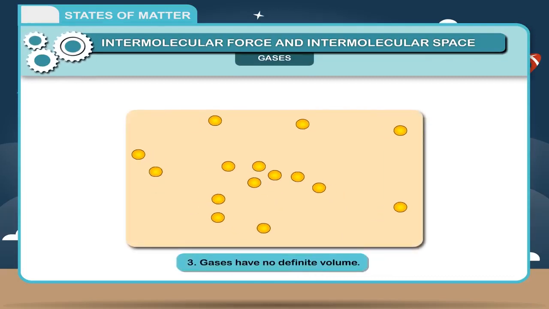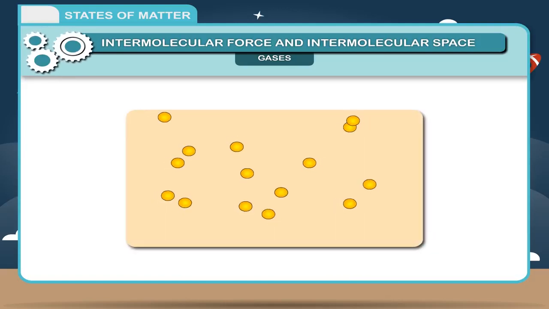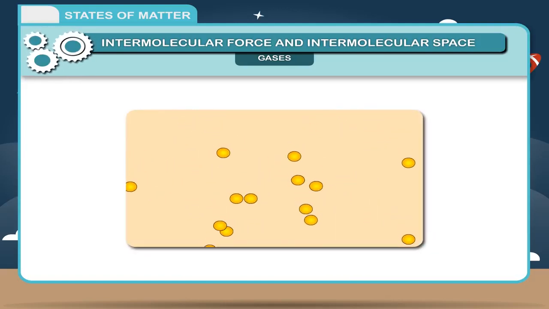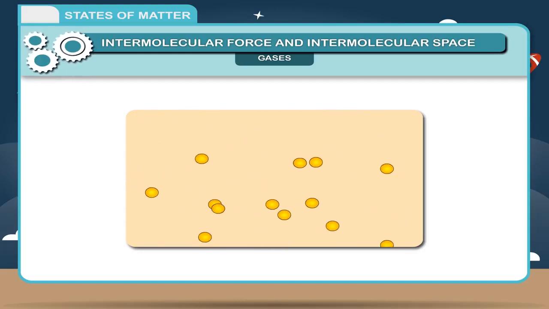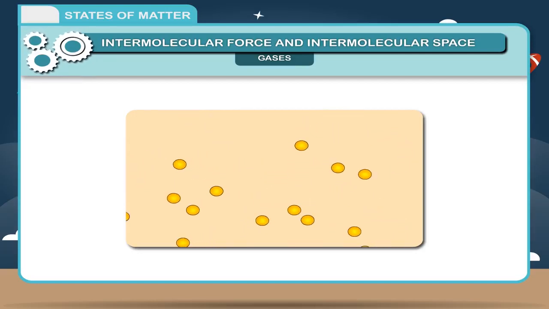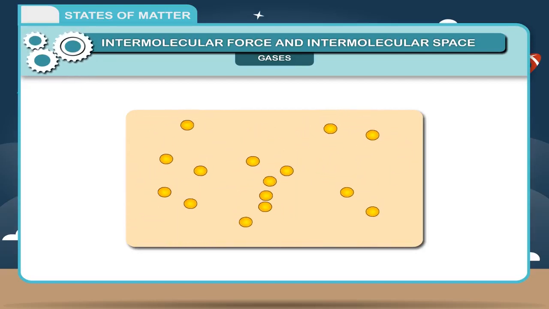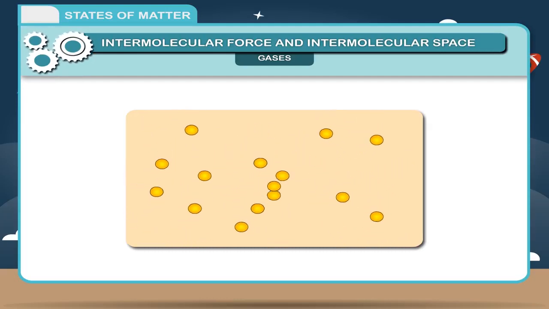3. Gases have no definite volume. Reason: gases have large intermolecular space between them, with molecules free to move in any direction. Gases can flow in all directions because of negligible intermolecular force of attraction between their molecules.